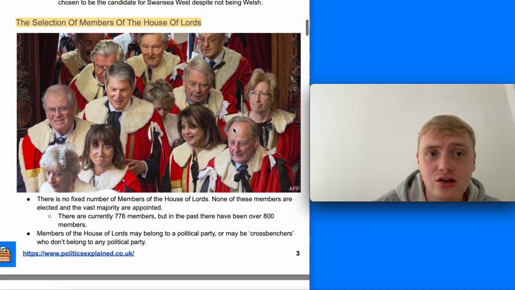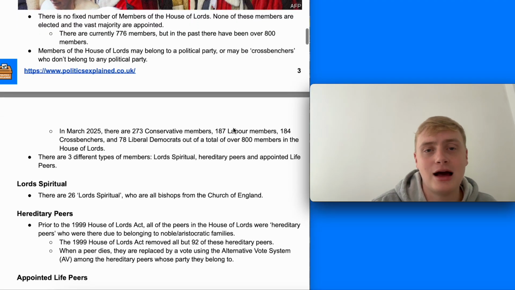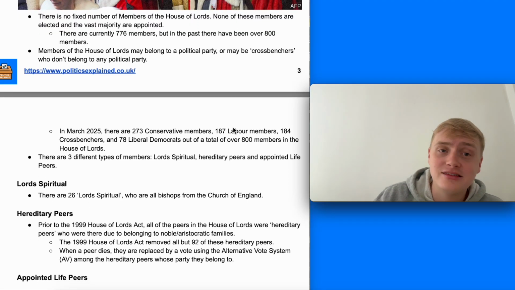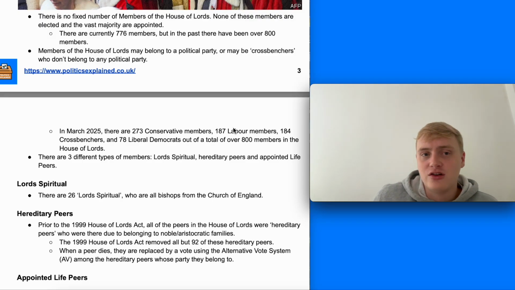In terms of selection of members to the House of Lords, there's no fixed number of members of the House of Lords. And crucially, none of the members are elected, and the vast majority are appointed. There are currently 776, I think that might be slightly more now, but in the past there have been over 800 members. Members of the House of Lords may belong to a political party or may be crossbenchers who don't belong to any party.